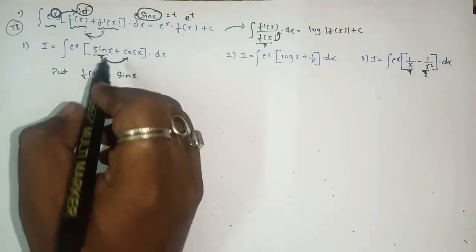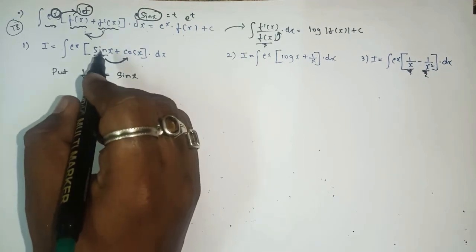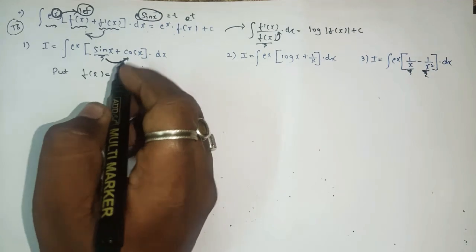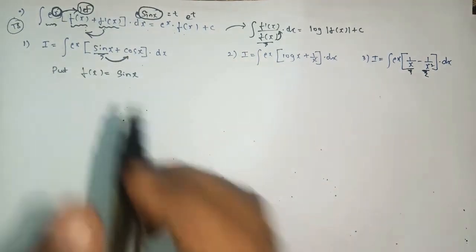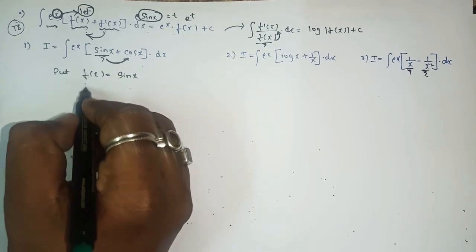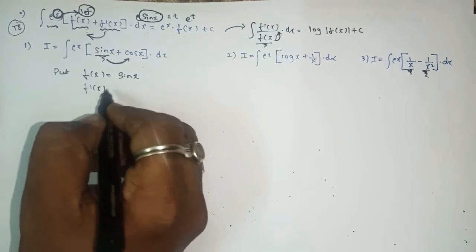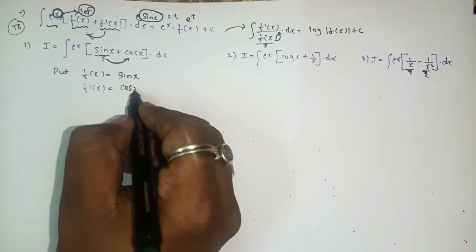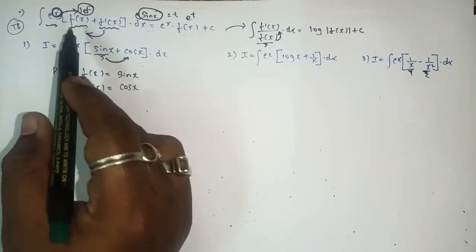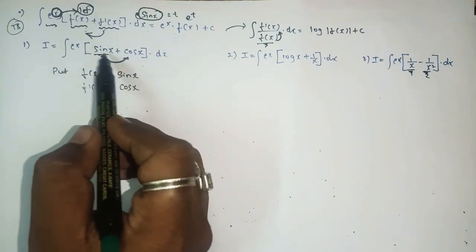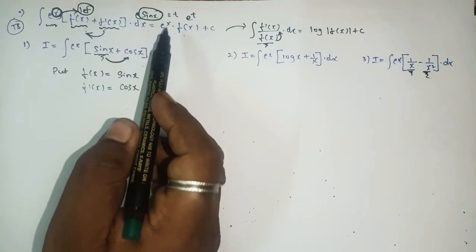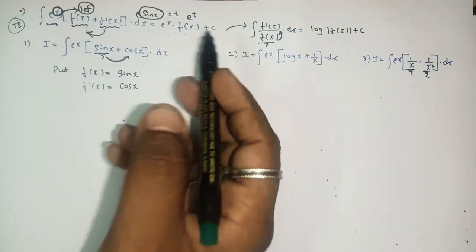Clearly we can see that for this sum the perfect derivative is: the derivative of sin is cos. So for sin we'll consider f of x, and its derivative will be cos x. Yes or no? So clearly this looks like the formula. If we replace sin x by f of x and cos x by f dash x, it is equal to e raised to x into f of x plus c.